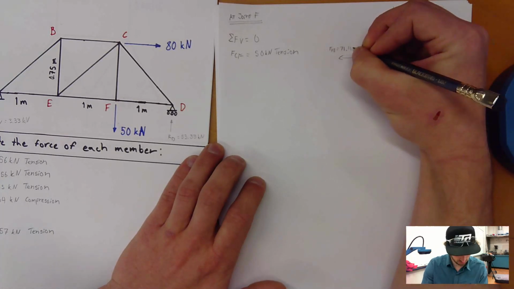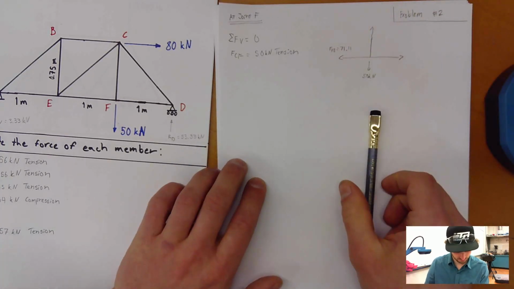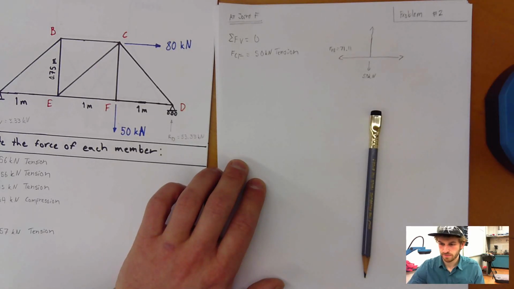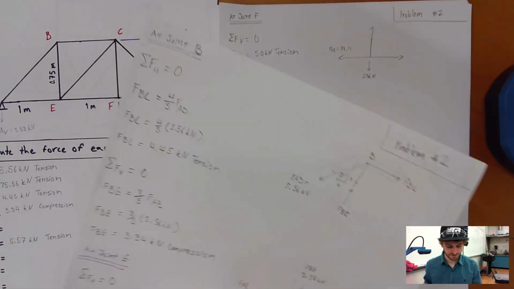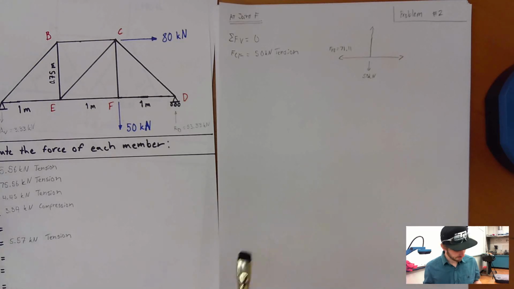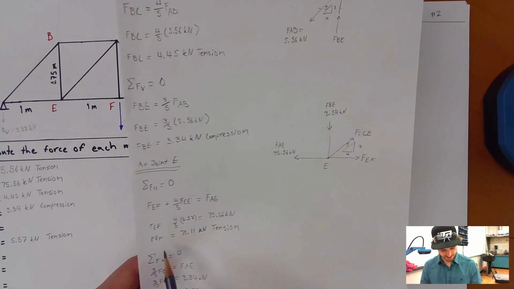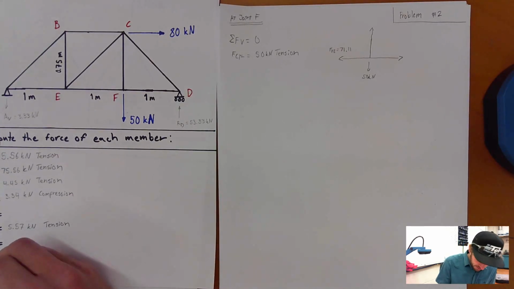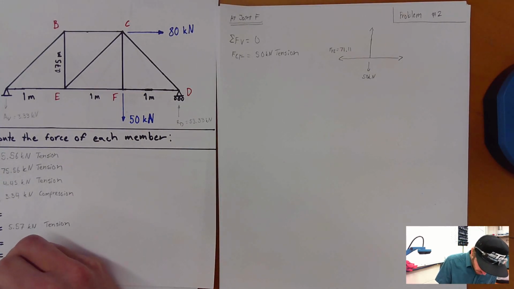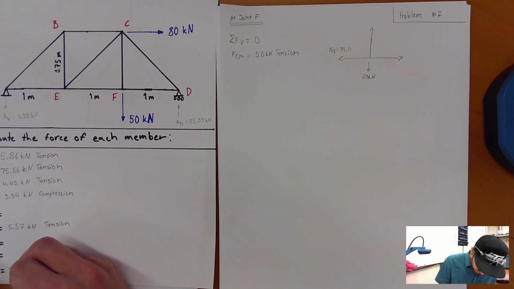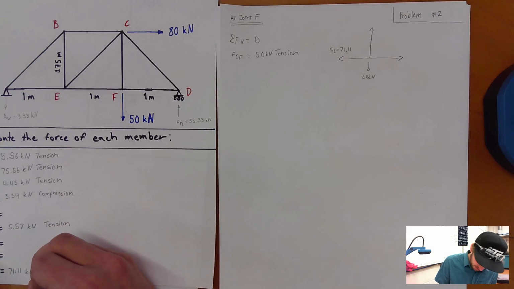71.11? Hold up. Do we know that? Oh yes, that's the last thing we figured out. I forgot to write that down on my sheet here. So we had EF, or FE, is going to equal 71.11 kilonewtons in tension.